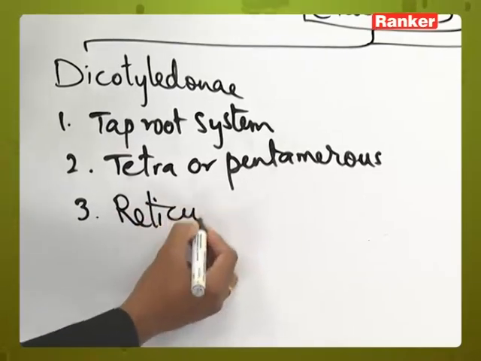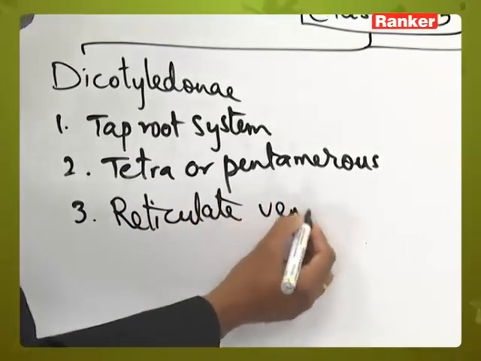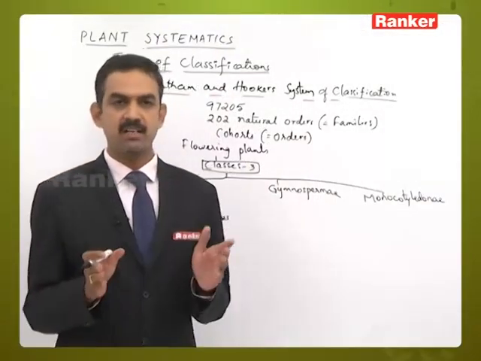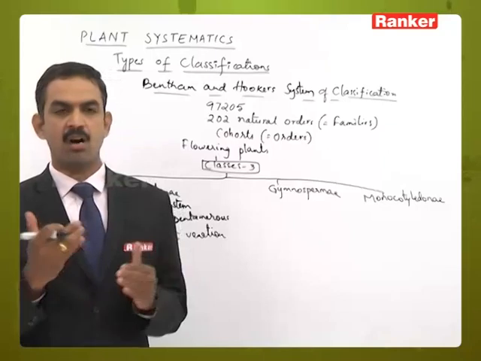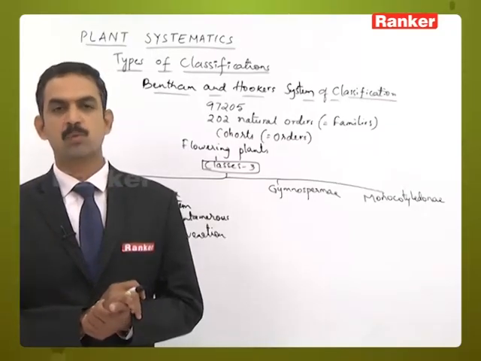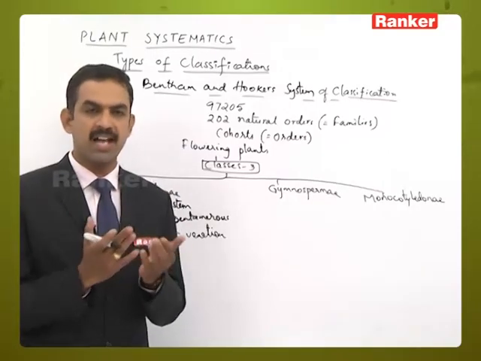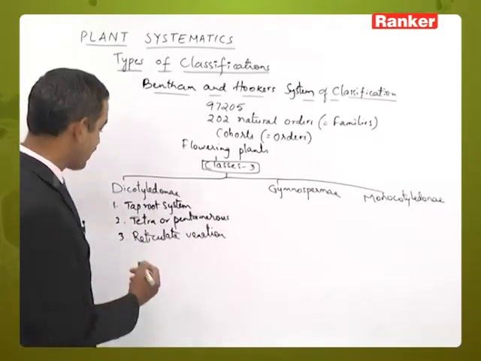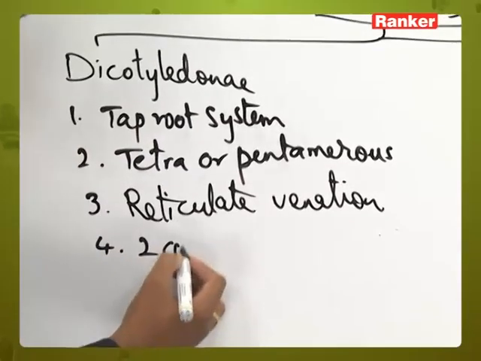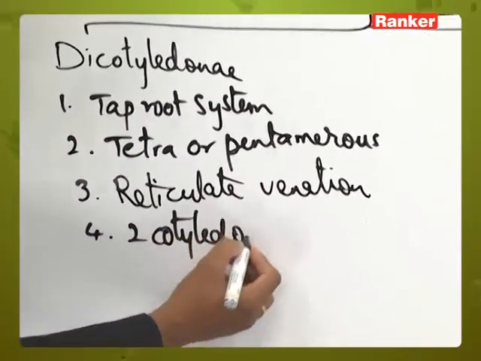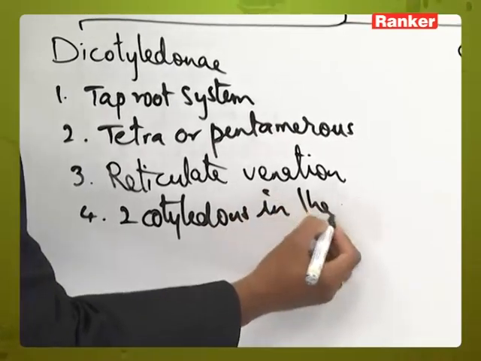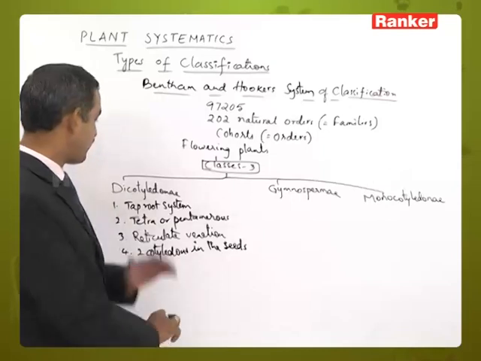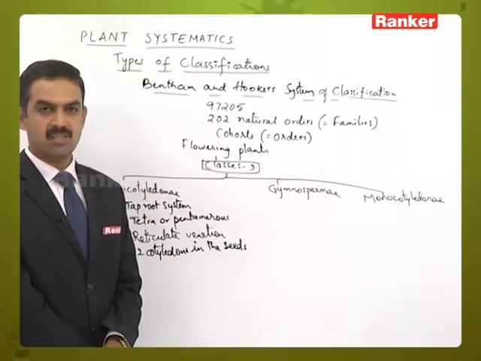Then reticulate venation in the leaves. We know that in the leaves, the midvein, lateral veins and veinlets form a network-like structure spreading in the lamina, which helps in exposure of the leaves. That network-like venation is called reticulate venation. And the presence of 2 cotyledons in the seed. So these are some basic features that have been identified in almost all dicotyledonous plants.